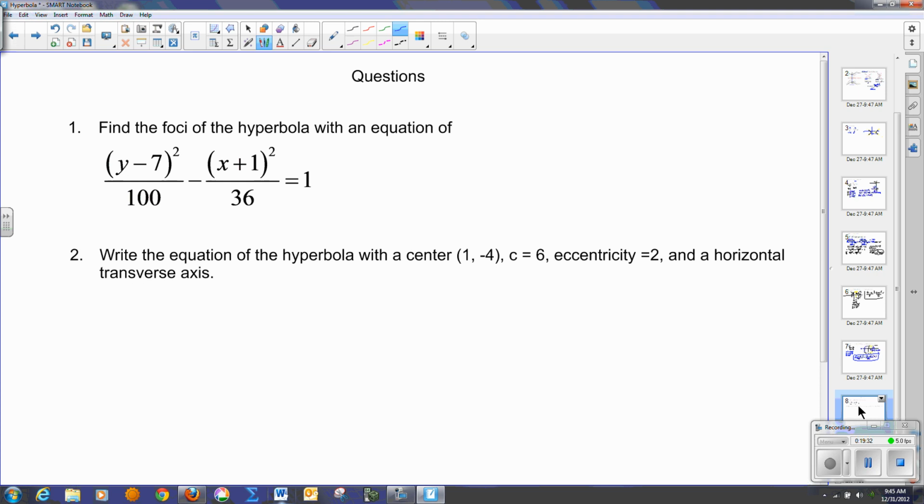And like I said, that's our last example. And fill out these questions for tomorrow. Notice you've got an eccentricity example in this problem, and eccentricity once again is c over a. All right.